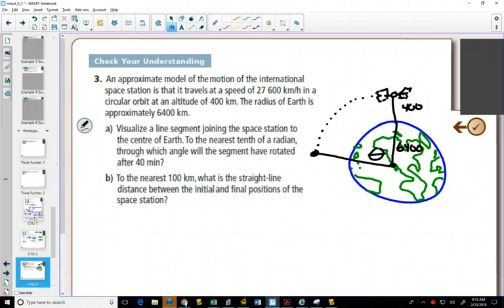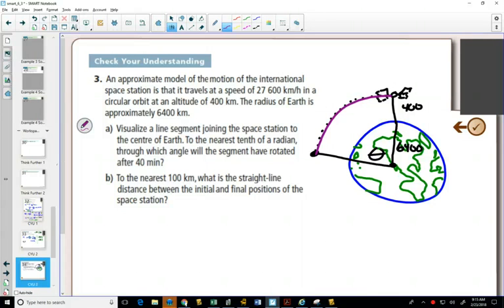Drawing our picture, then looking at our picture, can help us figure out what kind of stuff is involved here, what kind of question this is. Maybe at this point you can see this involves a radius, it involves an angle, and it involves an arc length. Because that portion that our space station has traveled, this purple part right here, is the distance it's traveled. That's an arc length.